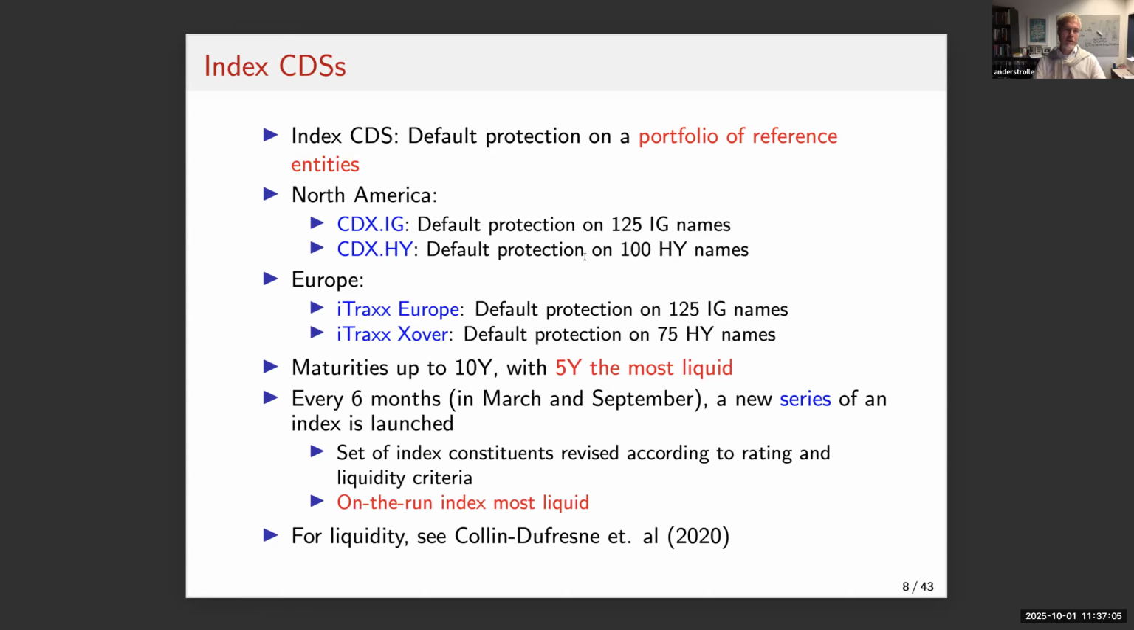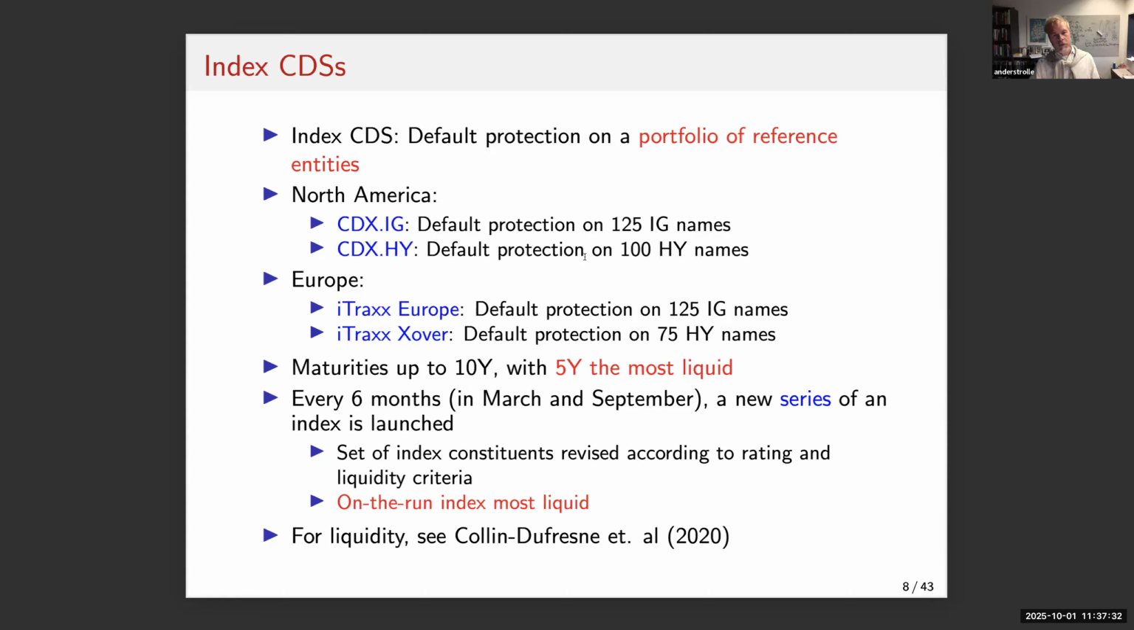So in North America, there's two main indices, CDX-IG, through which you can buy protection on 125 investment grade names, and the CDX-HY that provides default protection on 100 high yield names. And there are corresponding indices in Europe. And those are the four indices that we're going to look at in the paper. They all have a liquid options market attached to them.